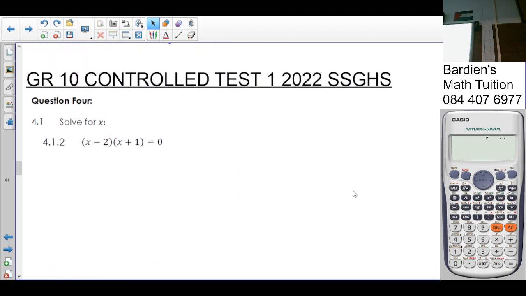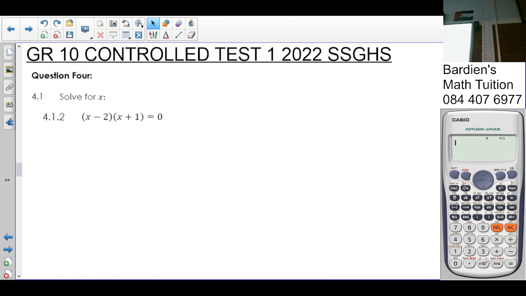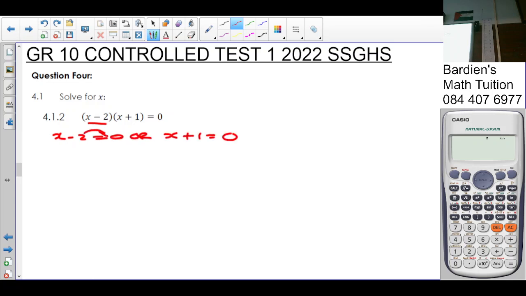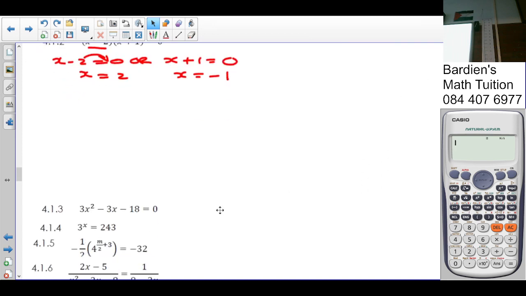Right, next question. As you can see, this is already in a zero factor form. It is factorized and is equal to 0. So we don't have to multiply anything out here. So x minus 2 is equal to 0 or x plus 1 is equal to 0. They go over the equal sign, so x equal to 2 or x equal to negative 1. Any problems here, people? No?